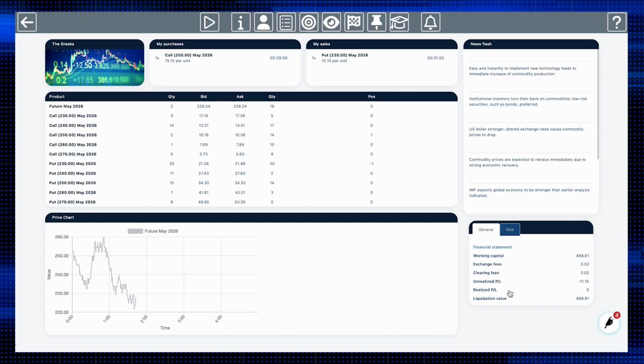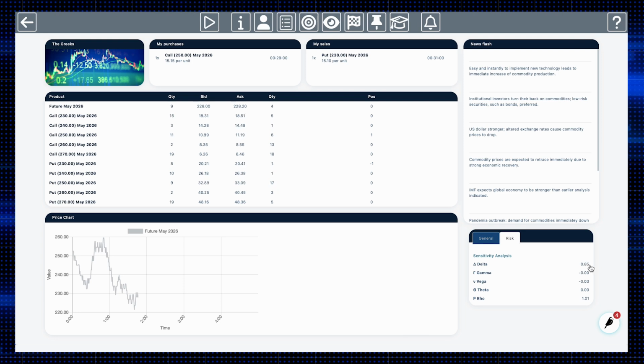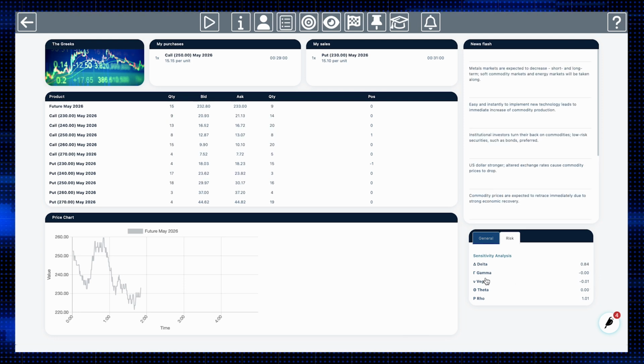For this matter, check the delta number. The implied volatility moves up 3% point. Analyze the vega level. 1 day goes by and the market remains unchanged. For this purpose, see the theta position. And finally, the interest rate moves up by 0.5% point. Hence, watch the rho number.